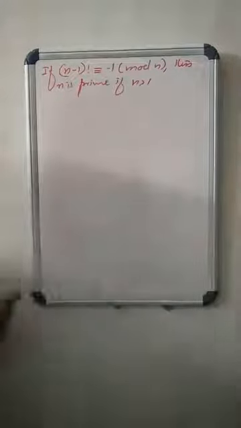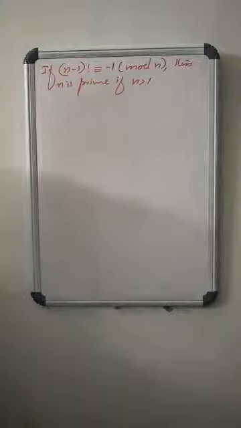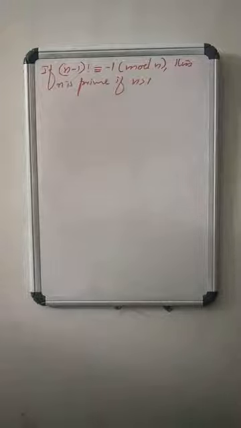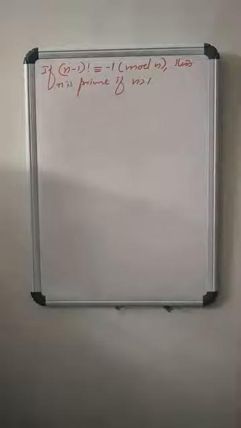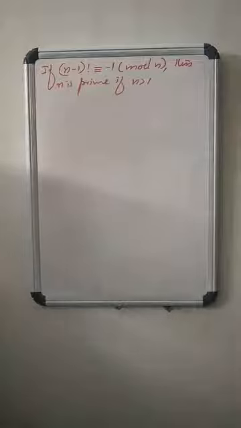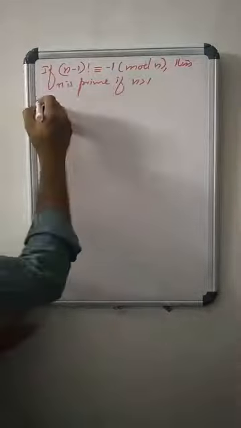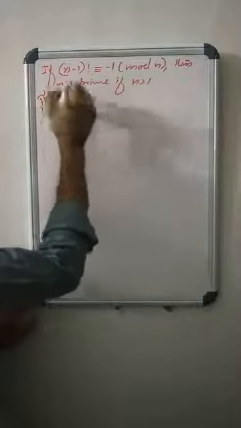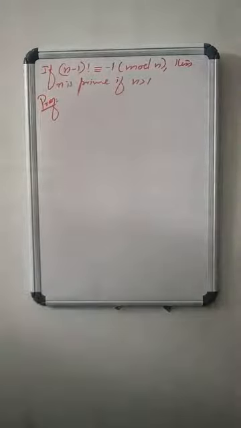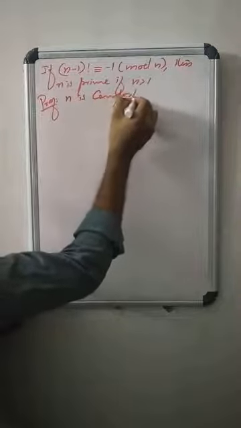So is this the converse of Wilson's theorem? Wilson's theorem states that for any prime p, (p-1)! + 1 is congruent to 0 mod p. And the converse says that if (n-1)! is congruent to -1 mod n, then n is a prime number when n is greater than 1. How? The proof is by the contradiction method. First assume n is not a prime, meaning n is composite.